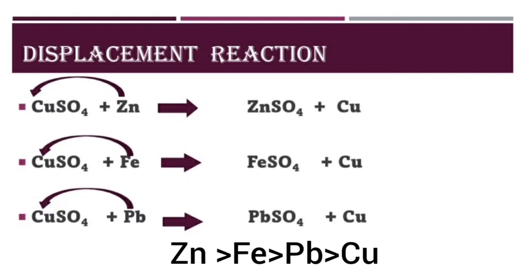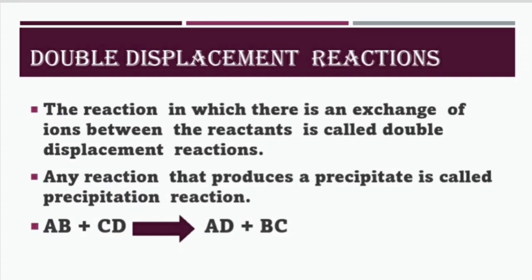If you see the reactivity series, zinc is more reactive than iron, than lead, than copper. Which means that zinc is most reactive and copper is least reactive. And the next type of reaction is known as double displacement reaction. The reaction in which there is an exchange of ions between the reactants, it's called double displacement reactions. Any reaction that produces a precipitate is called precipitation reaction.